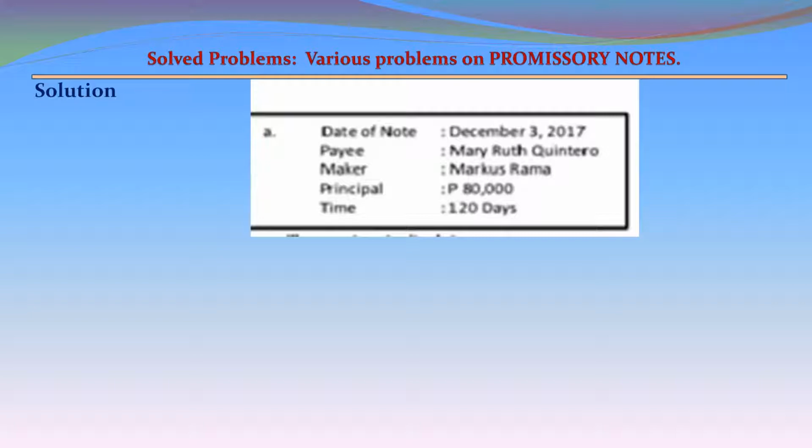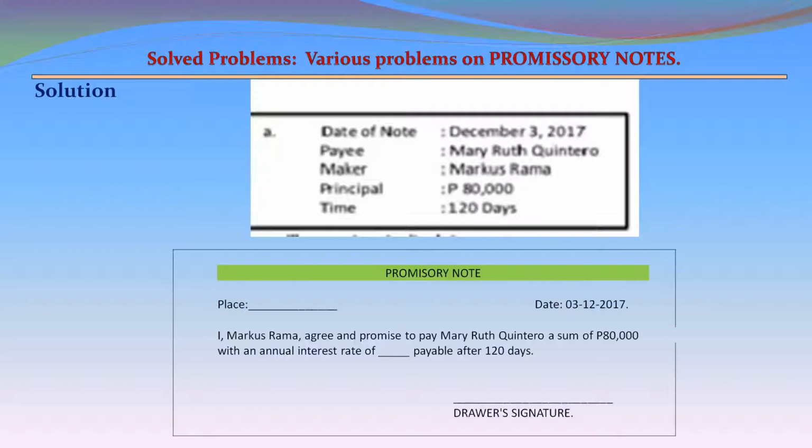Date of note: December 3, 2017. Payee: Mary Ruth Quintero. Maker: Marcus Rama. Principal amount: P80,000. Time: 120 days. Here the promissory note goes like this. Place: dash, we have to mention the place here.